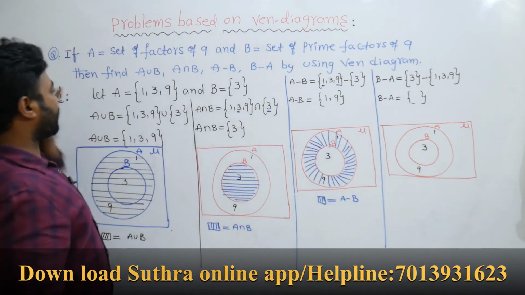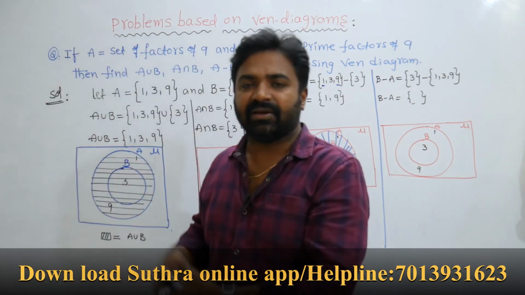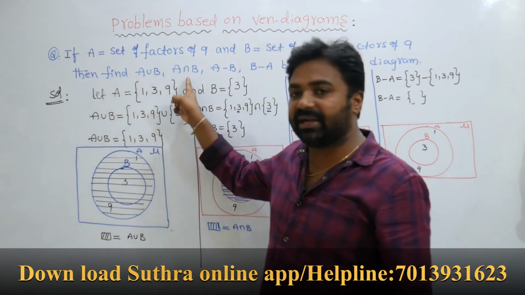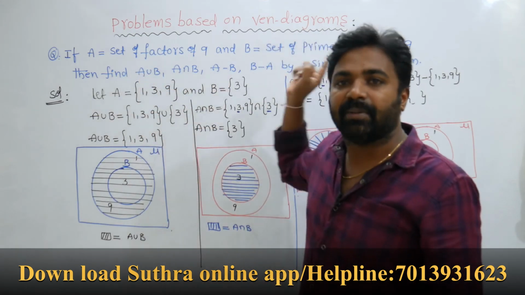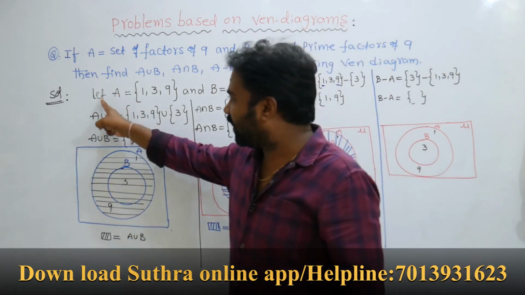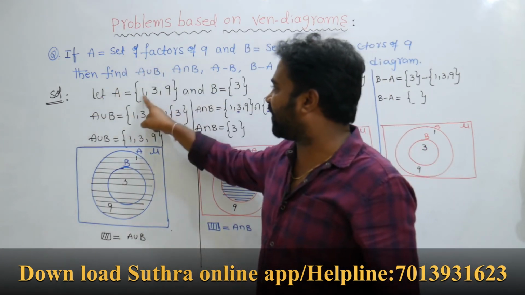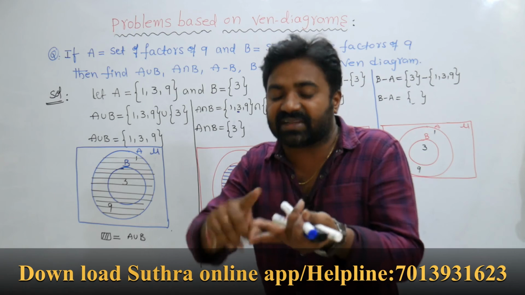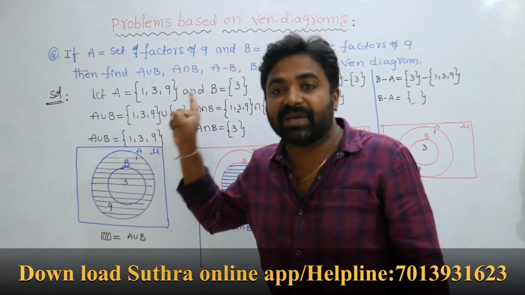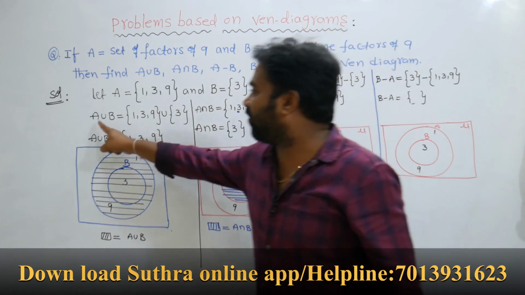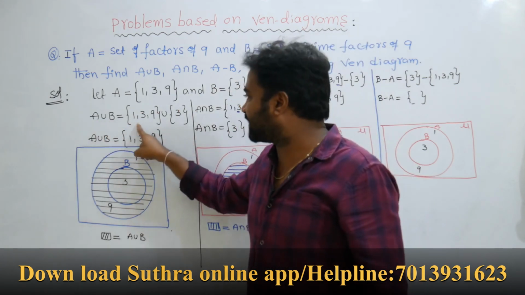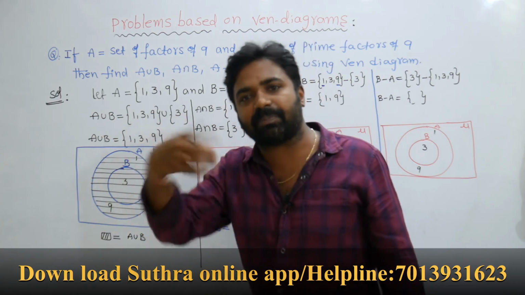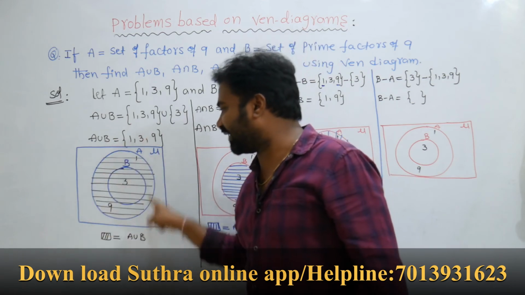Okay. Now the question: A is the set of factors of 9, B is the set of prime factors of 9. Then find A union B, A intersection B, A minus B, B minus A by using Venn diagram. Now A equals the set of factors of 9, 1, 3, 9, and B equals the set of prime factors of 9. In the factors 1, 3, 9, 3 is the prime number. So B set is 3. First we need to find A union B, A set union B set. A union B is nothing but elements which belong to A or B. So 1, 3, 9 only. It is a Venn diagram.